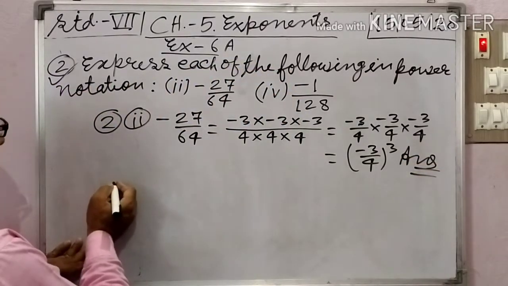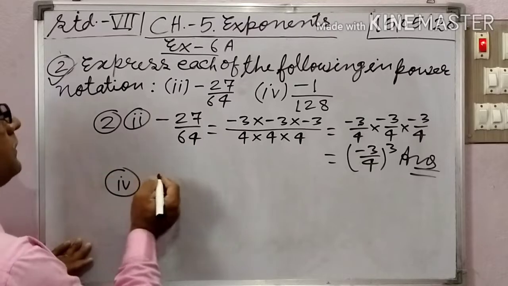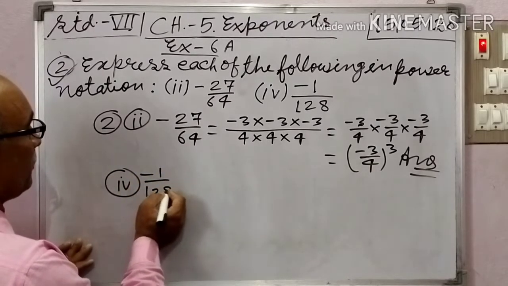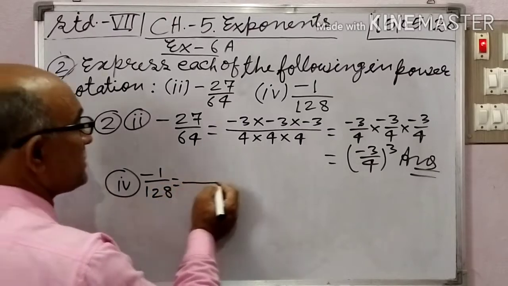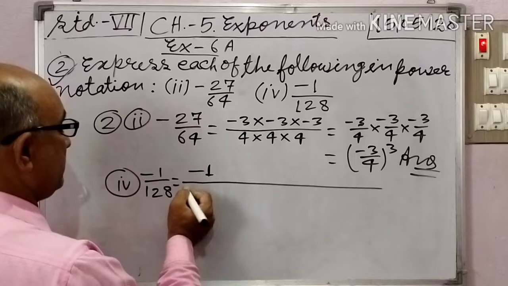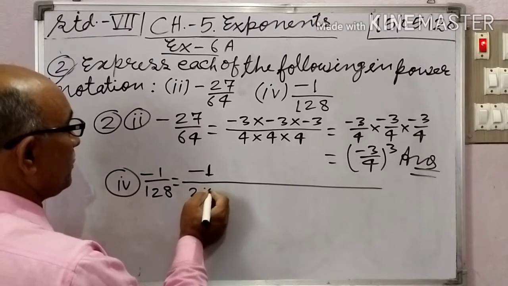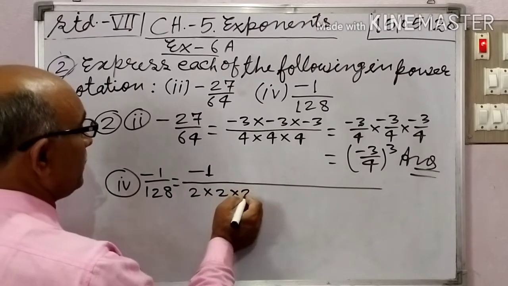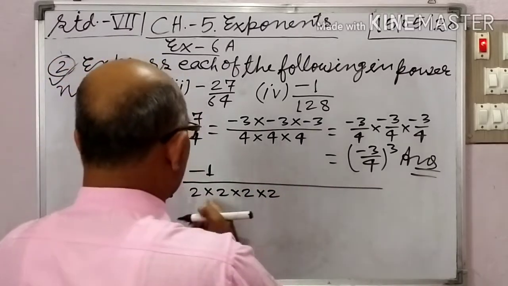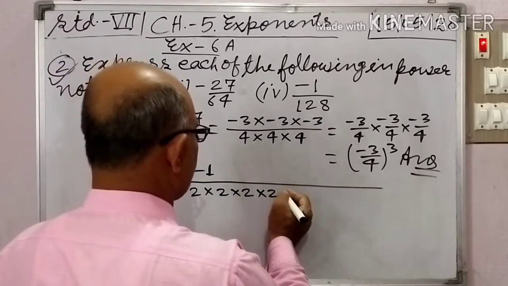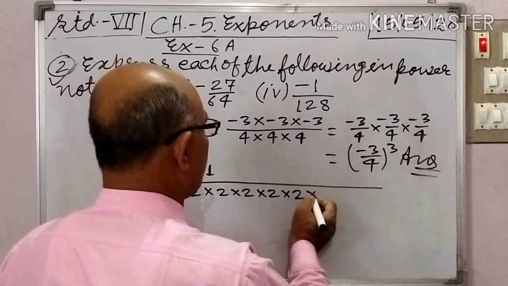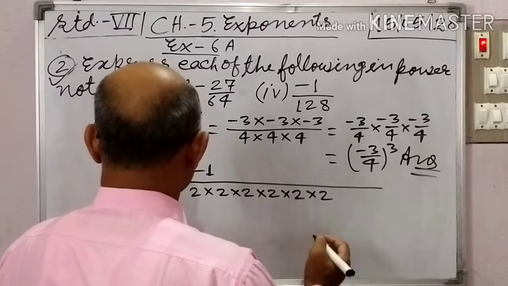And question number 4 is minus 1 by 128, which means minus 1 by 2 into 2 into 2 into 2. 2 to the 4, to the 8, to the 16, to the 32, 64, to the 128.